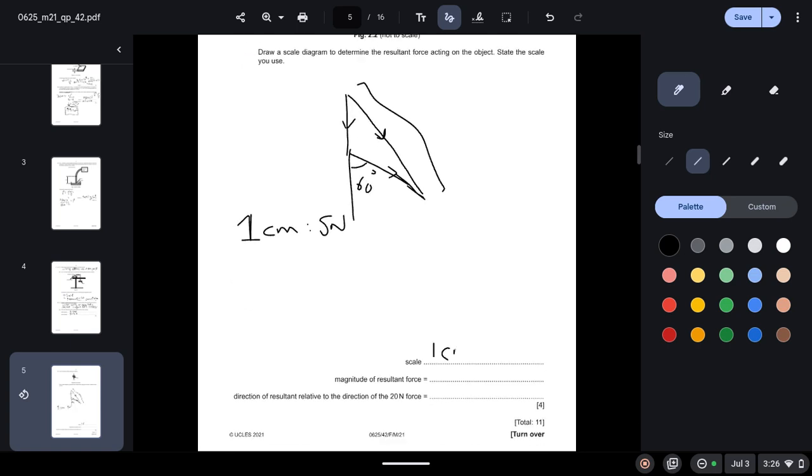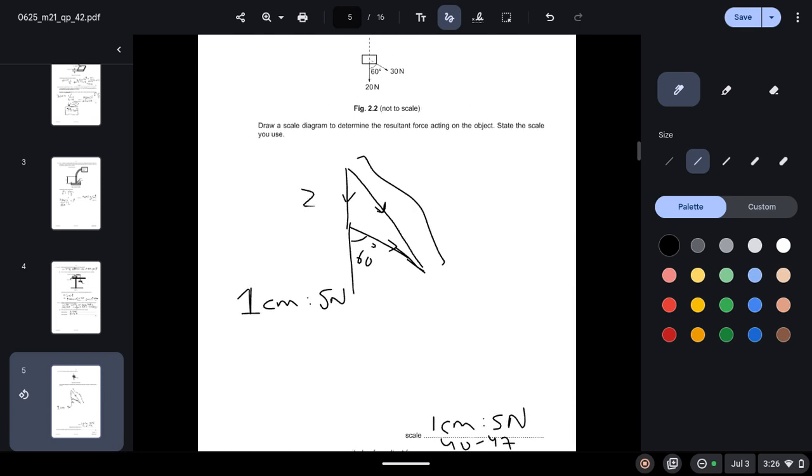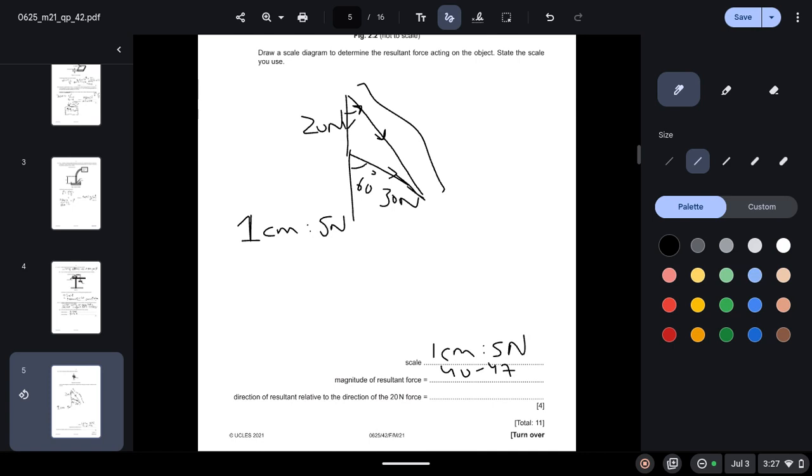So scale 1 centimeter to 5 newtons. Magnitude of resultant force should be between 40 and 47, and the direction of the resultant relative to the direction of the 20 newton force. So relative to this force, you can see that it is anti-clockwise from the 20 newton force, or you can even measure this angle here and write the value of that angle. So anti-clockwise from 20 newtons.